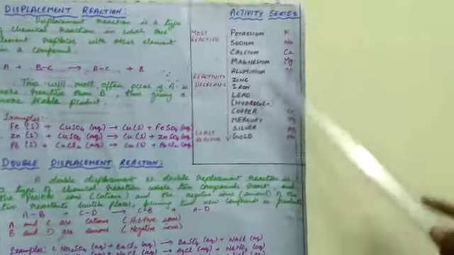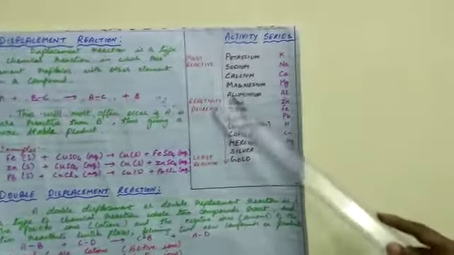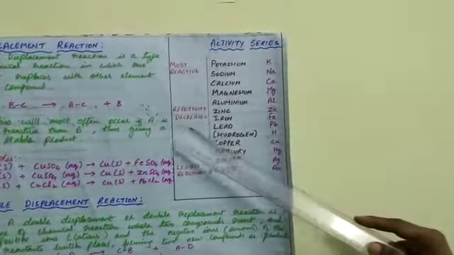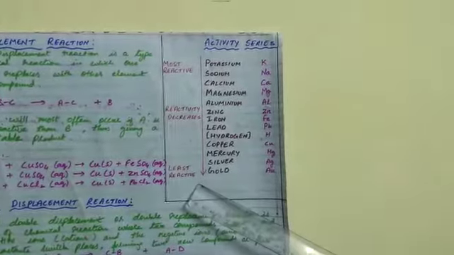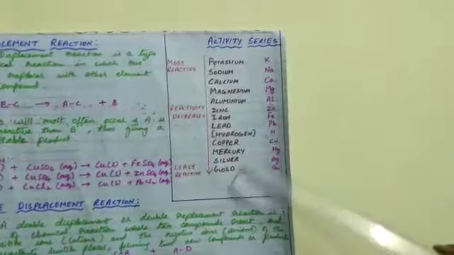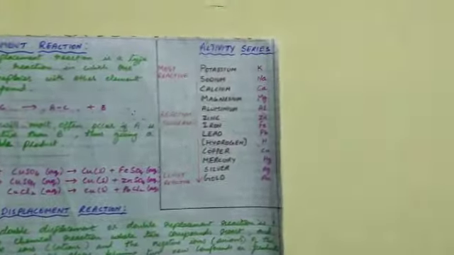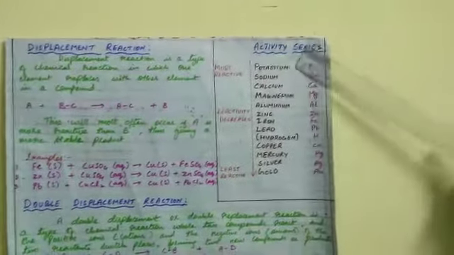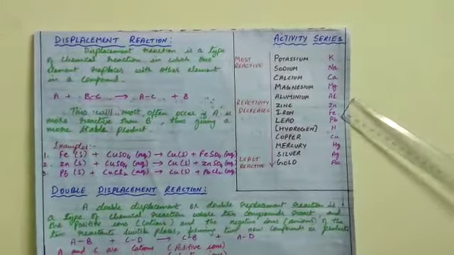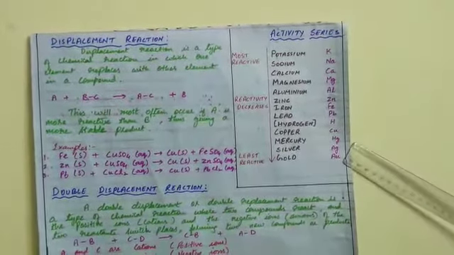Now in the middle of the activity series, they are medium reactive. When compared to these elements, these are less reactive. So most reactive, then reactivity decreases, and these are the least reactive elements. When we go down this activity series, the reactivity of the element will decrease. So this is about the activity series. Once more I'll read the elements: potassium, sodium, calcium, magnesium, aluminium, zinc, iron, lead, hydrogen, copper, mercury, silver, gold.